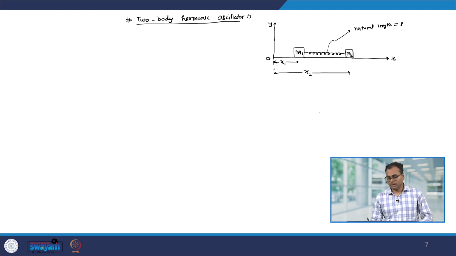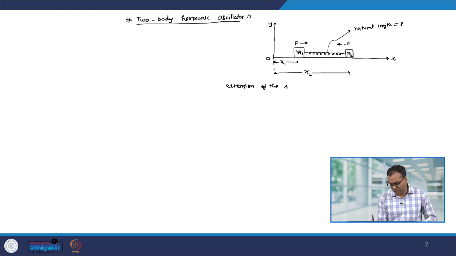Okay. Now, to set up the motion, you stretch the spring. Therefore, let us say on the mass m1, the force F is acting in that direction, then the force on the second mass will act in this direction. Okay. So, the extension of the spring, which is x, will be x2 minus x1 minus its natural length L.